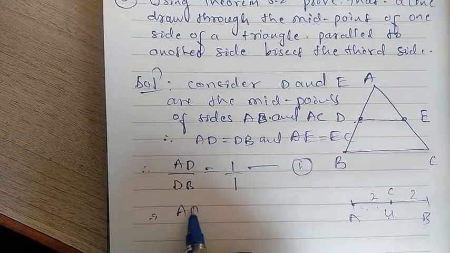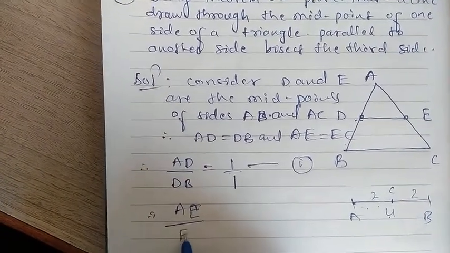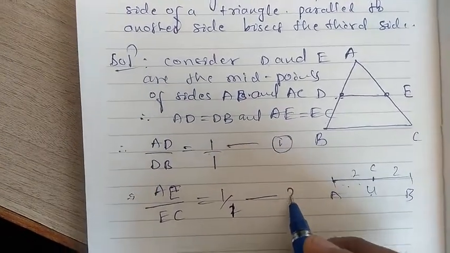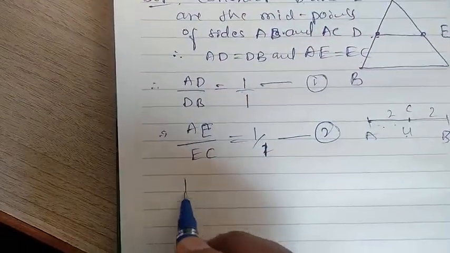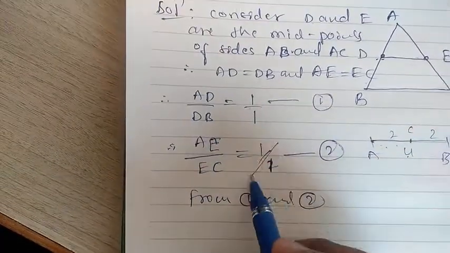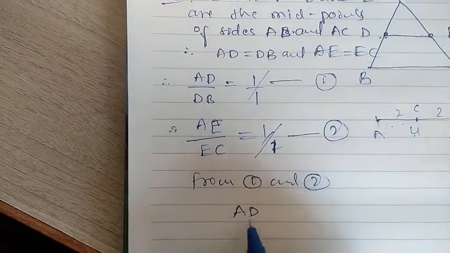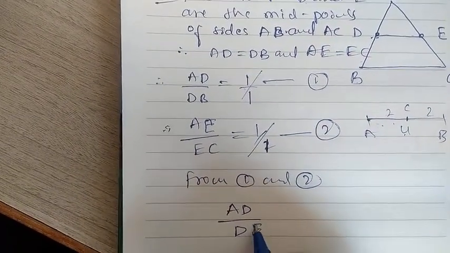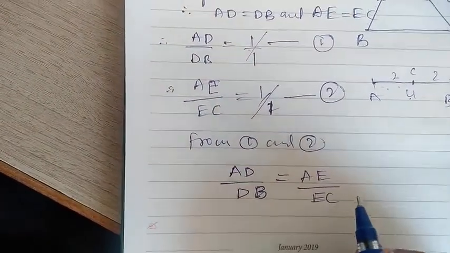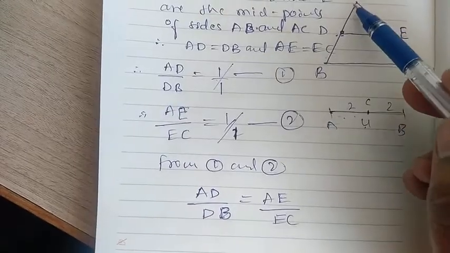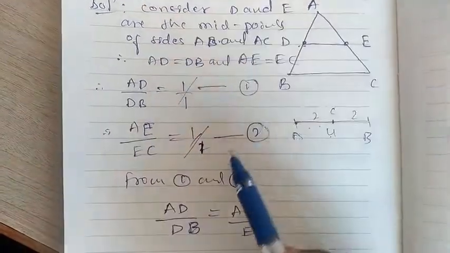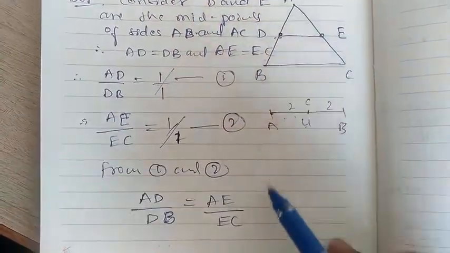Similarly, you can write AE divided by EC is equal to 1 by 1, not 1 by 2. So this is equation 2. See, from equation 1 and 2, what do you get? The 1 by 1 gets cancelled. So AD divided by DB is equal to AE divided by EC. So see here, the sides of the triangle are divided in the same ratio, that is AD divided by DB and AE divided by EC.